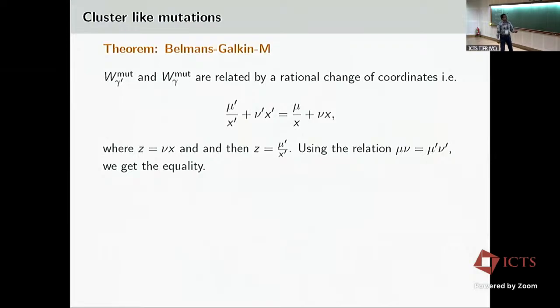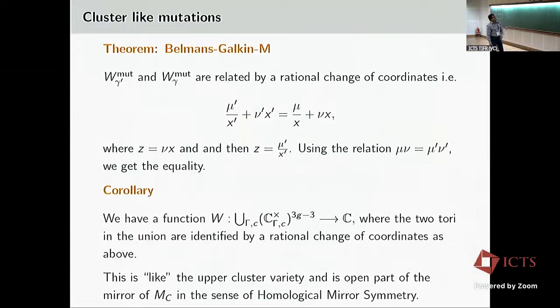Okay, so right, and so the corollary that we have is that we have a function from the union of all these toruses, and this torus is identified by this birational change of coordinates, and then you have a function. So this is like in cluster theory, this is like the upper cluster variety, but it's actually not. This is not the full mirror. So it's only an open part of the mirror of this in the sense of homological mirror symmetry.